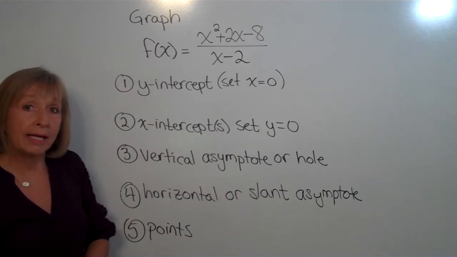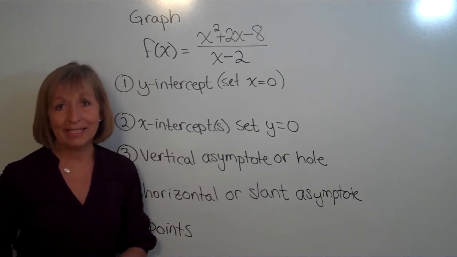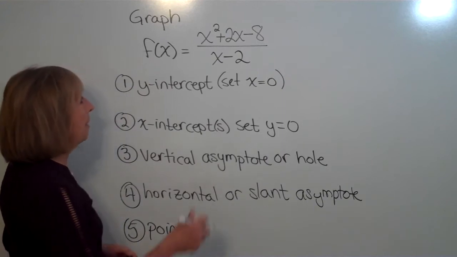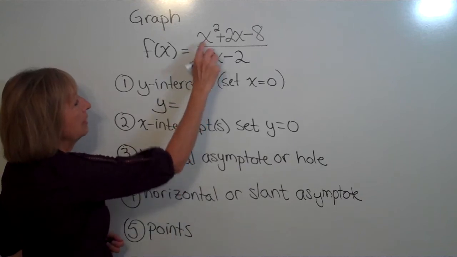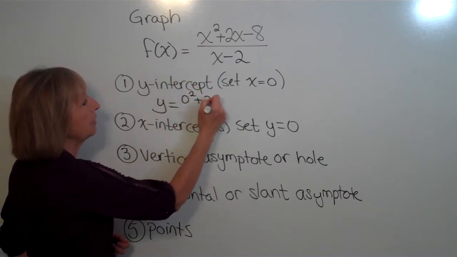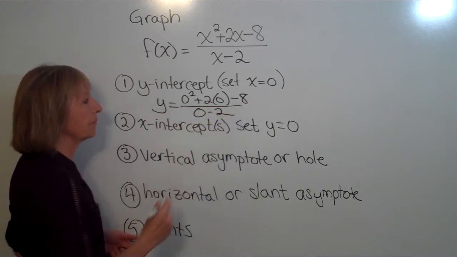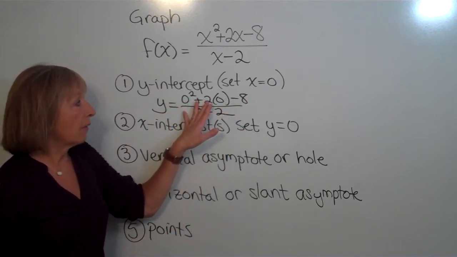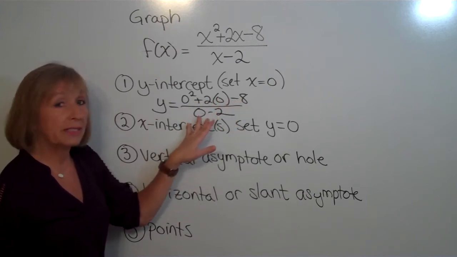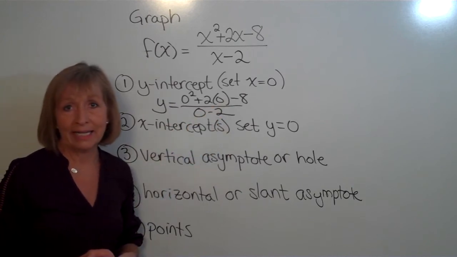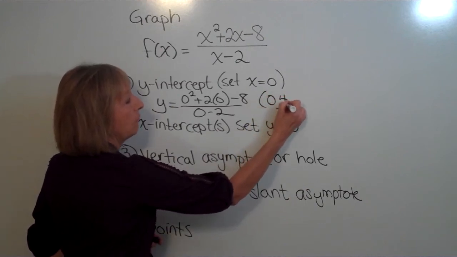So here, my y-intercept. The way you find the y-intercept of anything is take out the x's and put in 0. Remember, f of x is just another name for y, so I'll write y is equal to 0 squared plus 2 times 0 minus 8 over 0 minus 2. That gives me 0 minus 8 is negative 8, divided by 0 minus 2 is negative 2. Well, negative 8 divided by negative 2 is a positive 4. So I put 0 in for x, and I got 4 out for y.